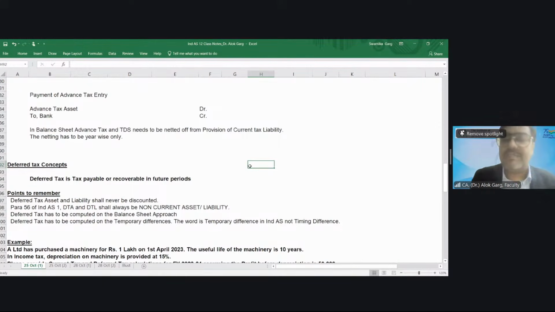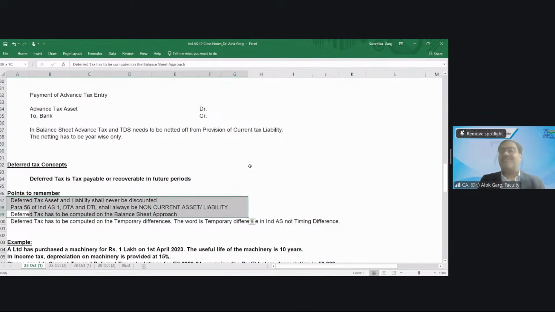Always remember, the examiner and the interviewer both will test you. Deferred tax has to be computed on the balance sheet approach. What is meant by the P&L approach? What is meant by the balance sheet approach? Have you heard about the term balance sheet approach?